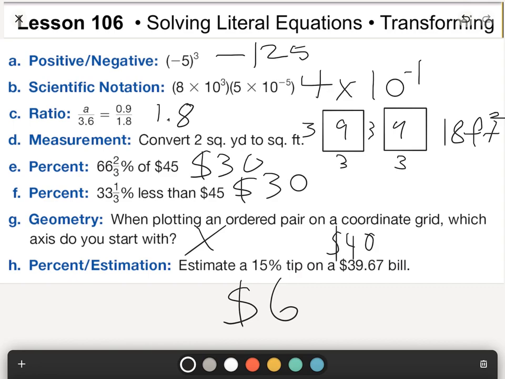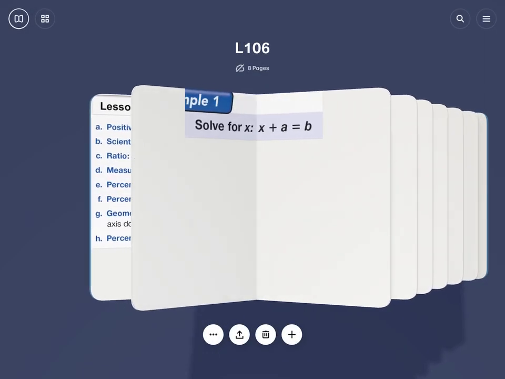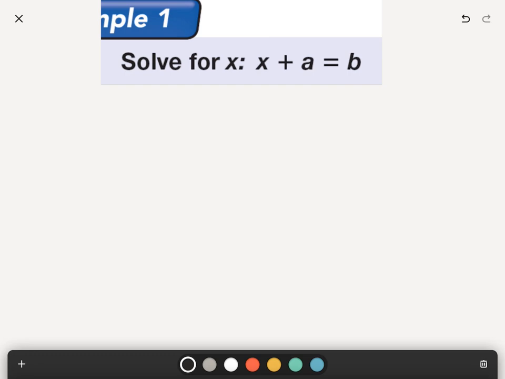All right, so this is solving literal equations and transforming. It sounds a lot trickier than it is. And it's kind of weird that these are literal equations because they seem kind of figurative to me. So the idea with this, solving for x, is really just you want x on one side and everything else on the other side of the equal sign. So you don't need to really solve anything here, you just rearrange them.